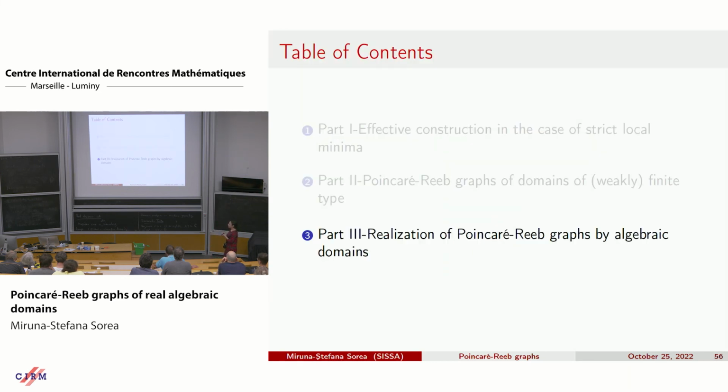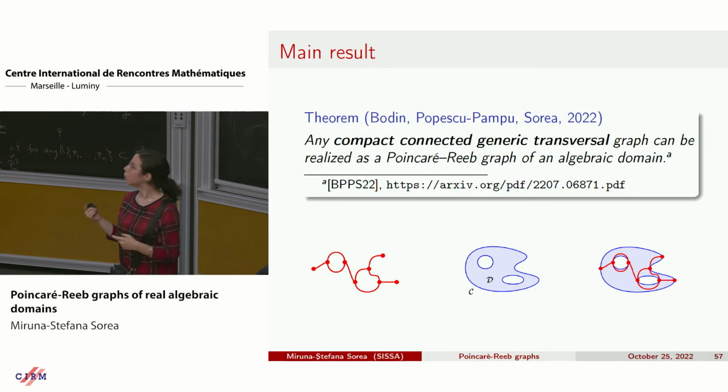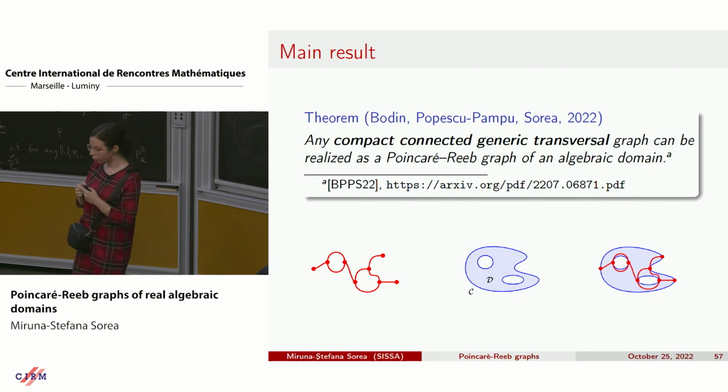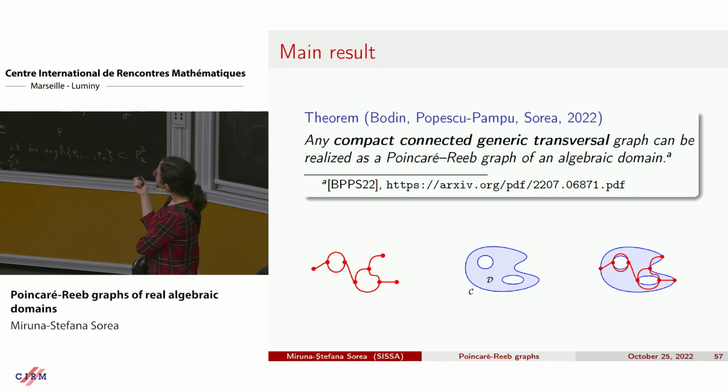Okay, and now just in the last few minutes, I will tell you the third part, which is a realization for the case of algebraic domains. So the extension of the previous result to a more general setting. However, in these more general settings for algebraic domains, we don't have an effective realization. We prove the existence of such graphs. So the idea is that given a graph that is a transversal graph.